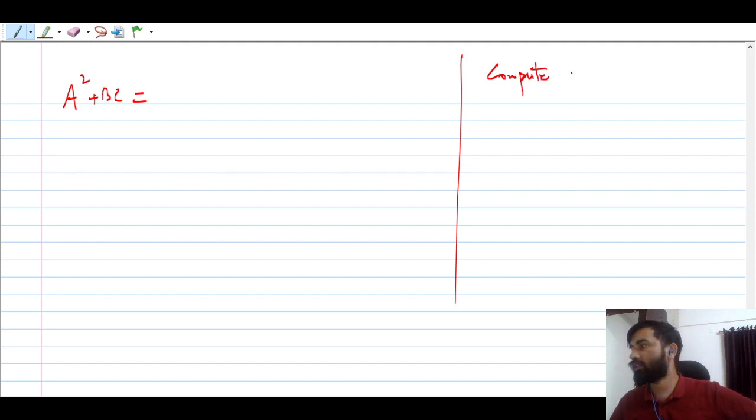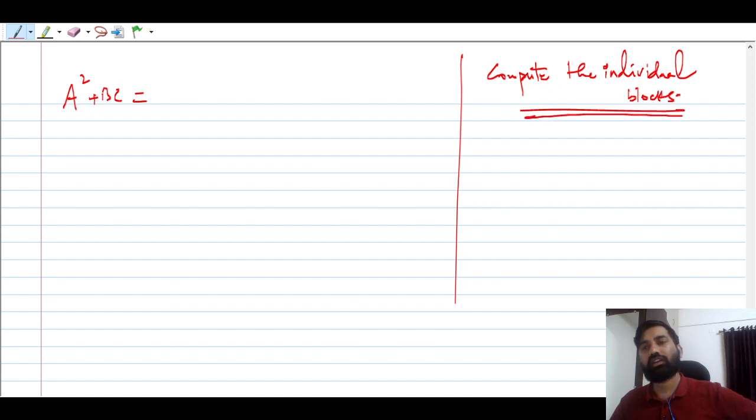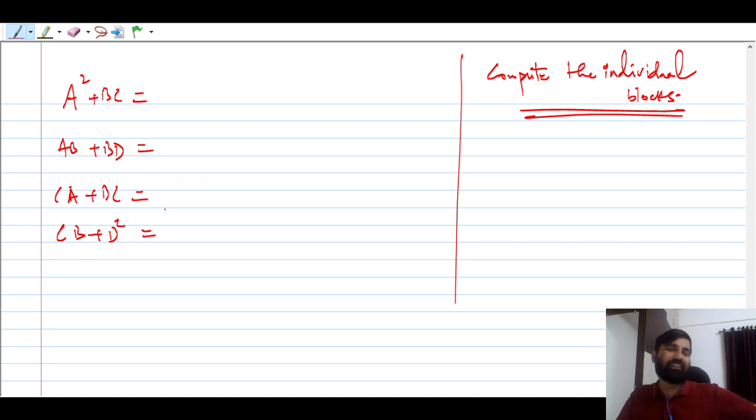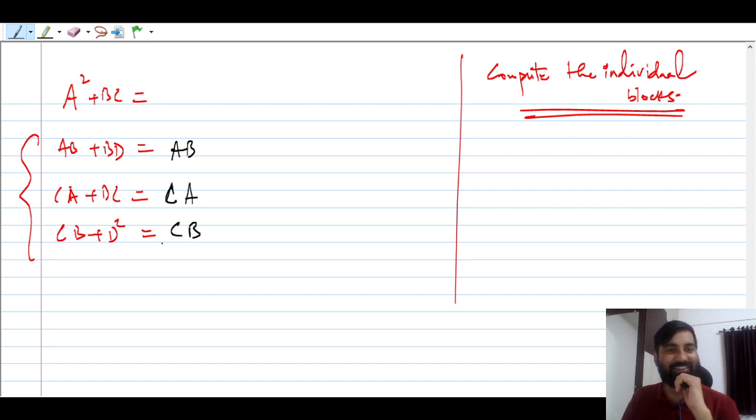You have to compute the individual blocks and then put them over there. You will get the answer. So A square plus BC you find out, then you find out AB plus BD, then CA plus DC, and then CB plus D square. The calculation of these three entries is going to be very easy, because this is nothing but AB, this is nothing but CA, and this is nothing but CB.